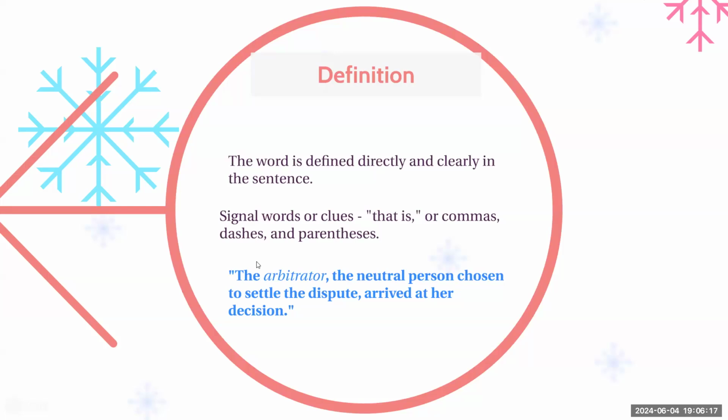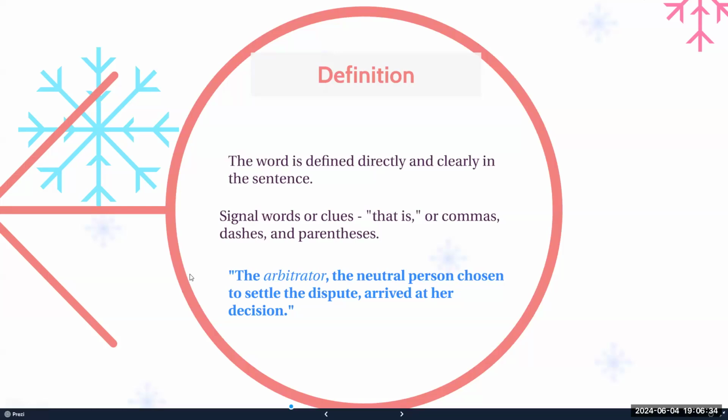And so definition context clues are clues that you already find in the sentence. You don't have to look for them somewhere else. You don't have to look for them everywhere. They're just right there in the sentence. Okay? Questions? No questions so far? You're good?